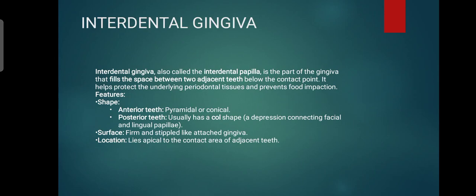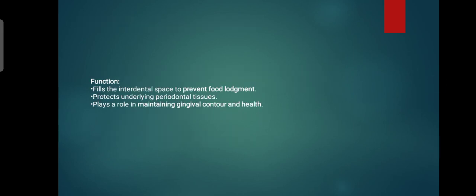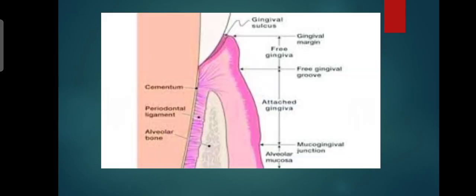In anterior teeth it is pyramidal or conical, and in posterior teeth it is col shaped, a depression connecting the facial and lingual papilla. Its surface is firm and stippled like attached gingiva, and its location is apical to the contact area of adjacent teeth. Now, in the next lecture, inshallah, we will discuss the pictures, and I'll show you the interdental papilla and the col. The function of interdental gingiva is to fill the interdental space to prevent food lodgement, protect underlying periodontal tissue, and play a role in maintaining gingival contour and health.